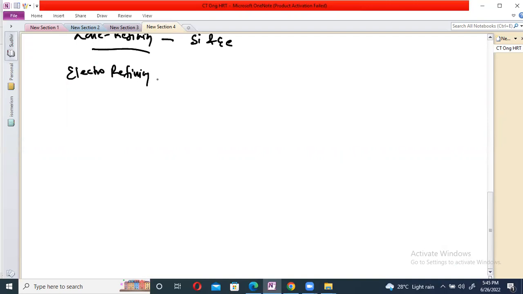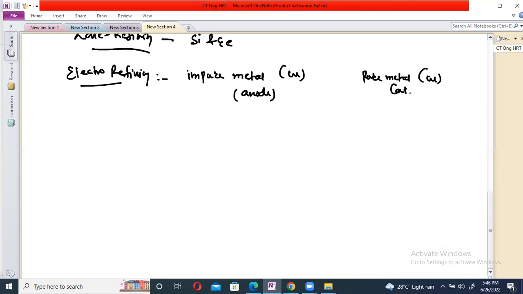Electro refining method is there. In this one, the impure metal, something called as a copper, must be taken as an anode, right? And pure metal, same like a copper, must be taken as a cathode. The metal shifts toward the pure metal, and under the anode, we are getting the anode mud. And what does this anode mud contain? Gold, silver, and all.